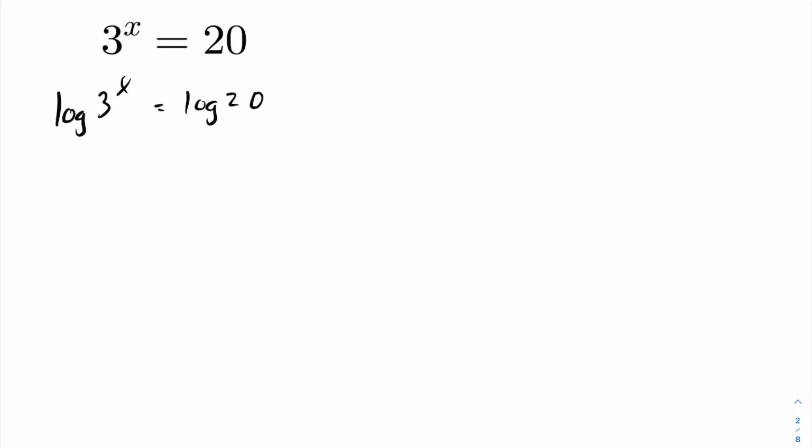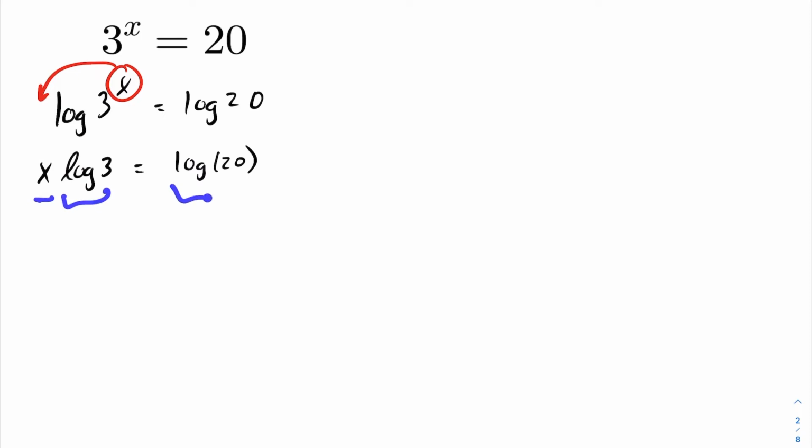It doesn't really matter which one you do because we have the property that this x can now drop down. That was one of our logarithmic properties, so doing so we get x times the log of 3 equals the log of 20. So I'm going to go ahead and divide by log of 3, in which case we get x is equal to log of 20 divided by log of 3.